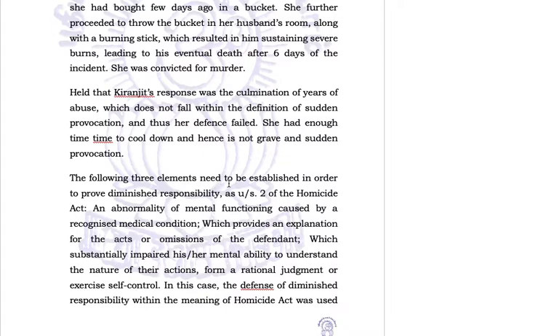The following three elements need to be established in order to prove diminished responsibility. Okay, the following three elements are required to take the benefit: an abnormality of mental functioning caused by a recognized medical condition, which provides an explanation for the acts or omission of the defendant, that the mind started functioning abnormally upon that grave provocation, which has substantially impaired his or her mental ability to understand the nature of actions, form a rational judgment or exercise self control. That person could not exercise self control because of that grave provocation.